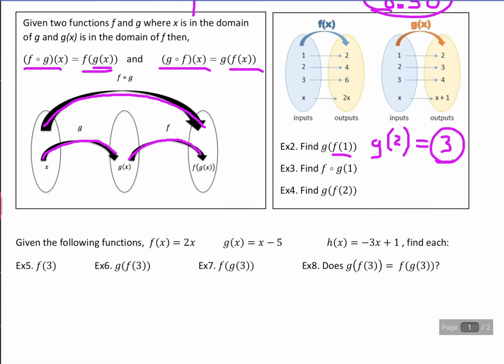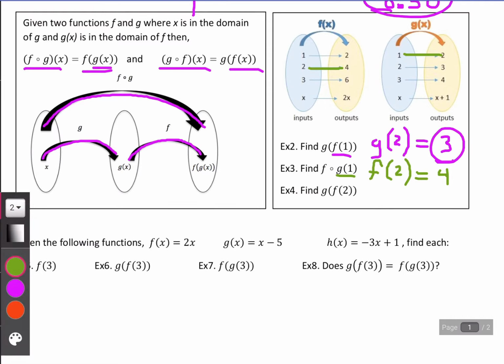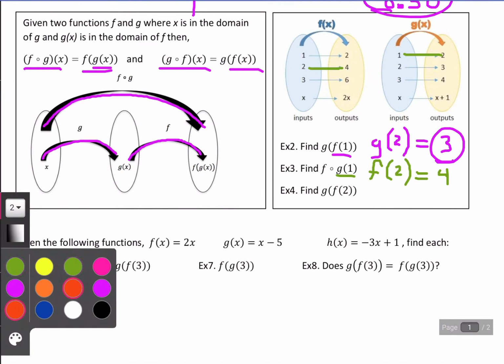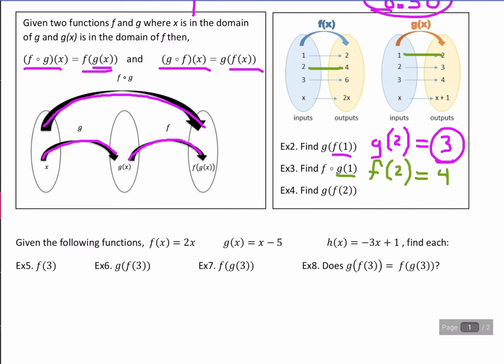All right, on this next one, f composed with g of 1, that's like putting 1 into the g function and then putting that into the f function. So 1 into the g function gives us 2. So now we would be looking at f of 2. Now put 2 into the f function, that gives us 4. So notice that the order does matter when you're composing functions. We did not get the same thing when we put 1 into the f function and then into the g function as we did doing f composed with g of 1.